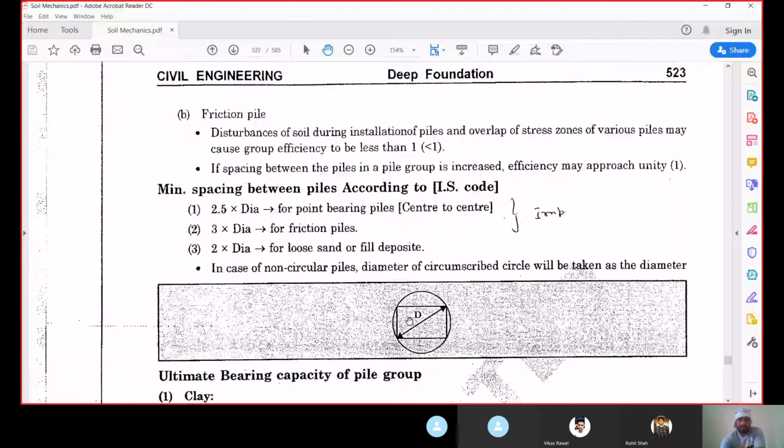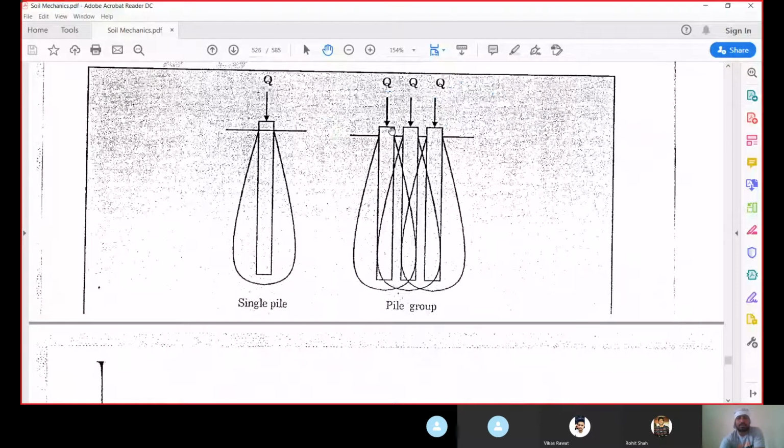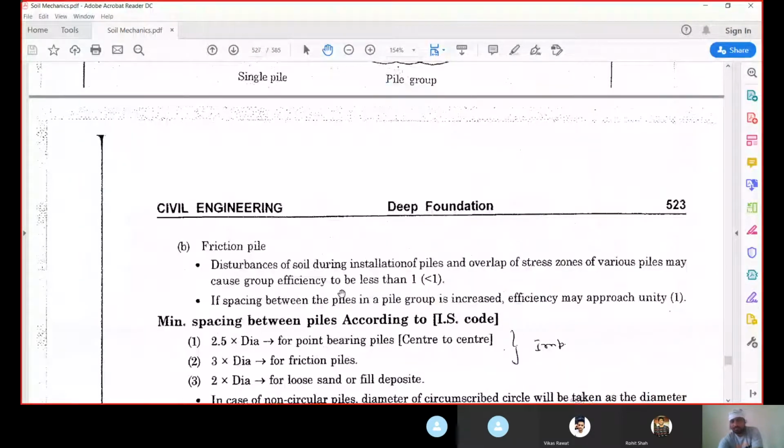Now, friction pile. Disturbance of soil during installation of piles and overlap of stress zones of various piles may cause group efficiency to be less than 1, right? So in the case of friction piles, when you are driving piles too close, your stress zones will get overlapped, and in that case this efficiency will be less than 1. So you have to remember this point.